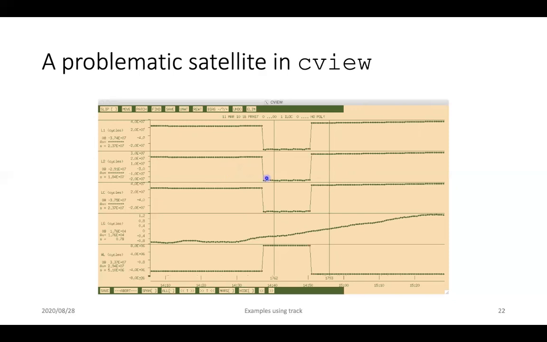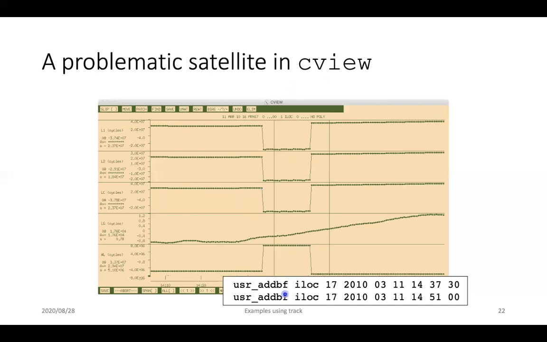And that may well be true, but actually the time of the earthquakes were here, this line and this line here. So these cycle slips were not happening at the time of the earthquake, but nevertheless, track had some problems identifying and fixing these cycle slips. And so what I actually had to do was go in, look at the data in cview and manually add a definition of the cycle slip here.